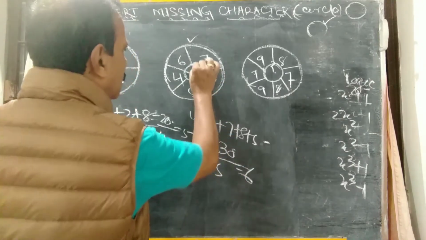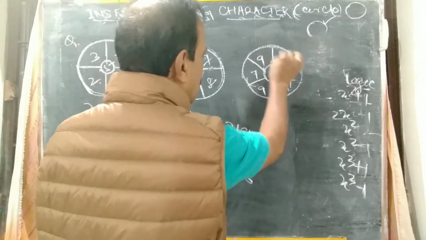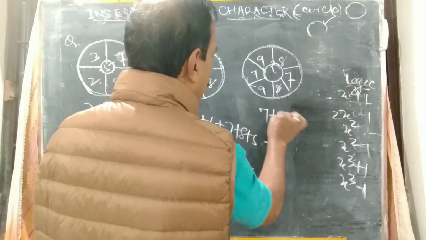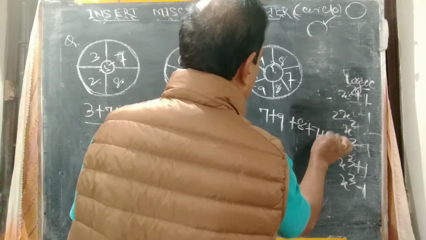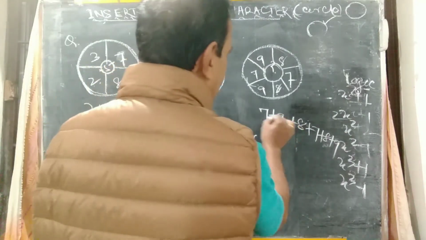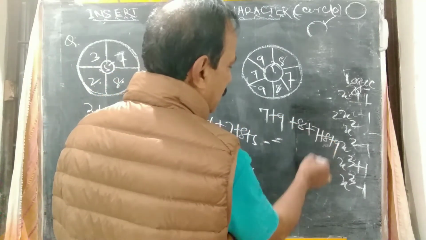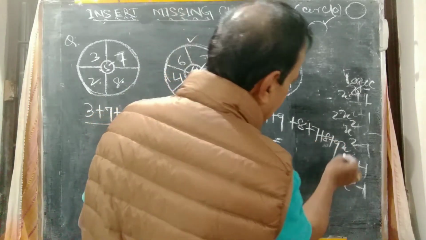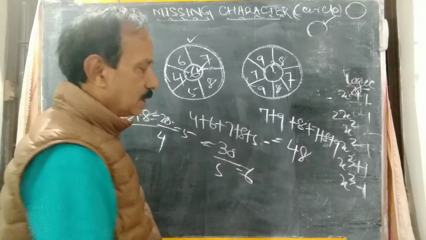So look, 6 is done, 2. So what will be possible here? Total, how many parts? 6 parts. Look, 7 plus 9 plus 8 plus 7 plus 8 plus 9. So 7, 9 is 16, 8 is 24, 7 is 31, 8 is 39, 9 is 48. Calculate immediately with the brain, practice it.